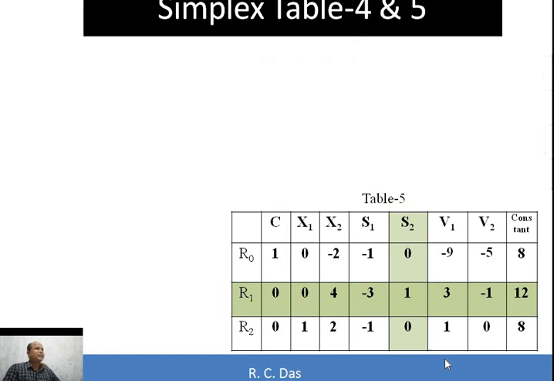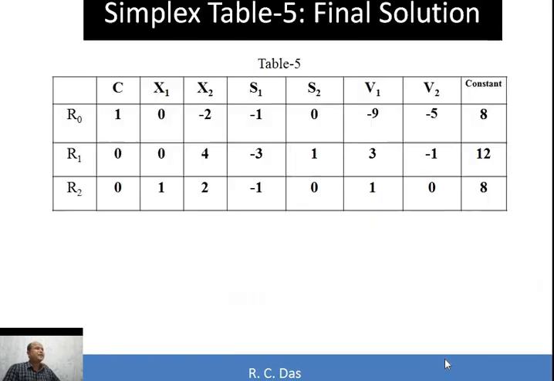So table number 5 is complete. Let us take table number 5 in the next slide. See, in table number 5 there is no positive value except 1 and the constant 8. All are negative. That is why we are confirmed that we have got the final solution. So it is the final table which will give us the value of the objective function.